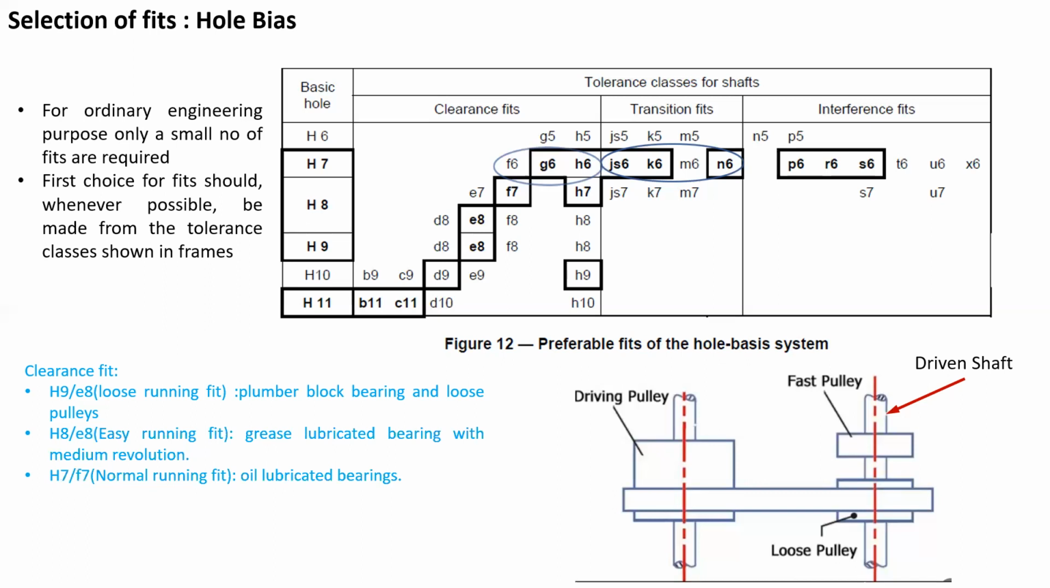So here we can see that both the grease lubricated bearing as well as the oil lubricated bearings are examples of hydrodynamic lubrication. So depending on the operating speeds and the loads encountered, the hydrodynamic lubrication may be a grease lubricated bearing or an oil lubricated bearing. And depending on whether it is grease lubricated or oil lubricated, the fit might be an easy running fit or a normal running fit.